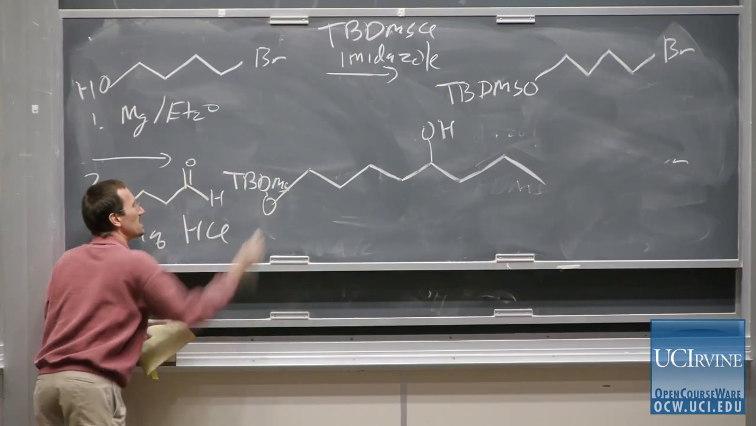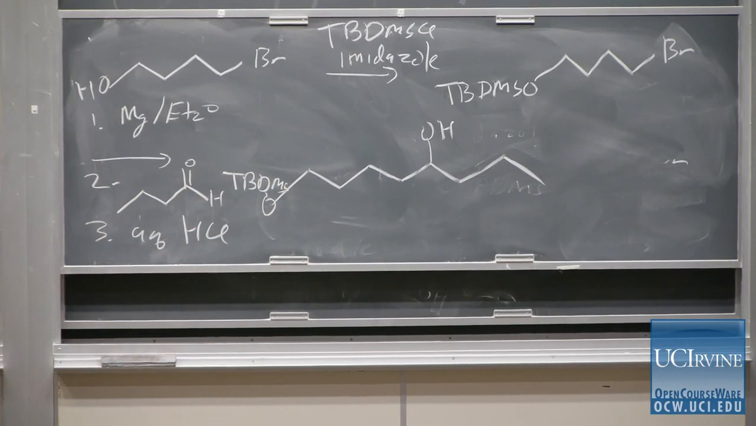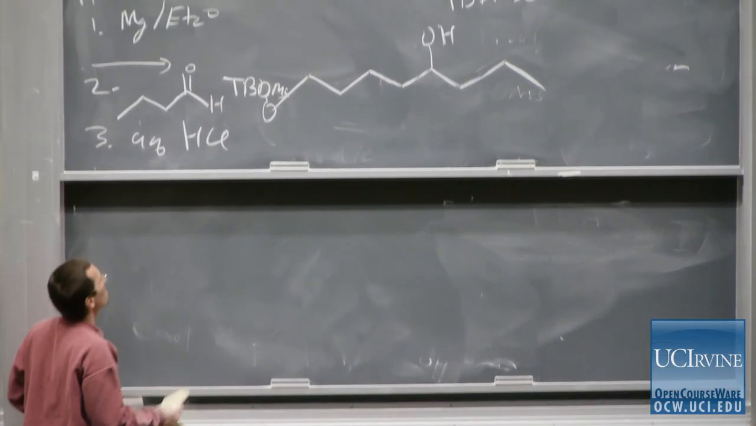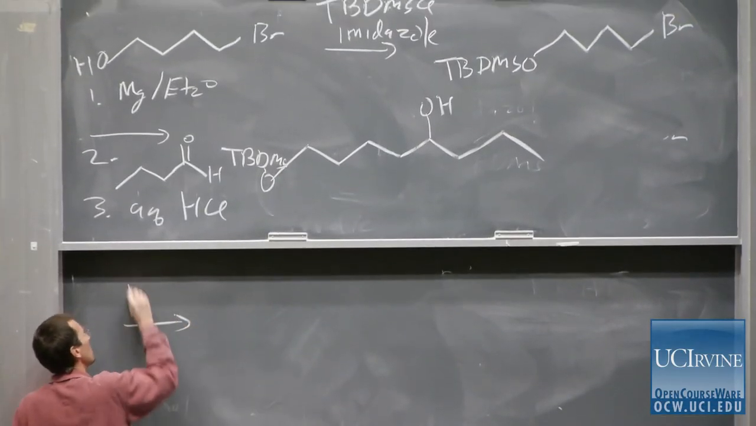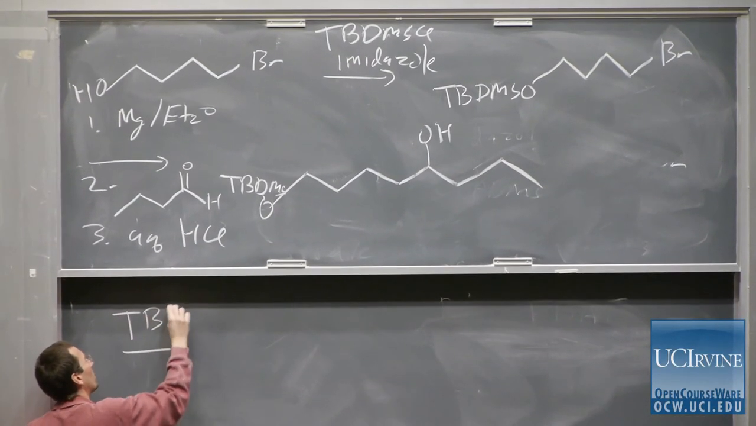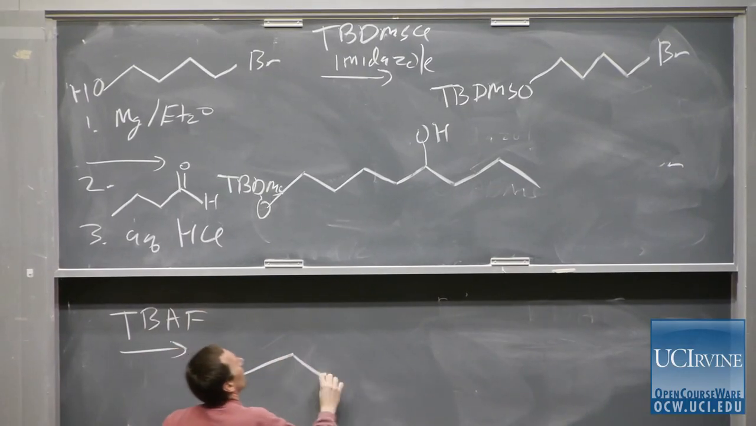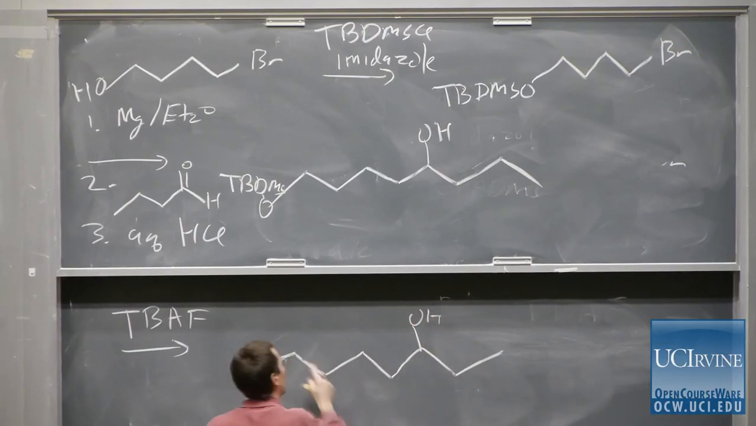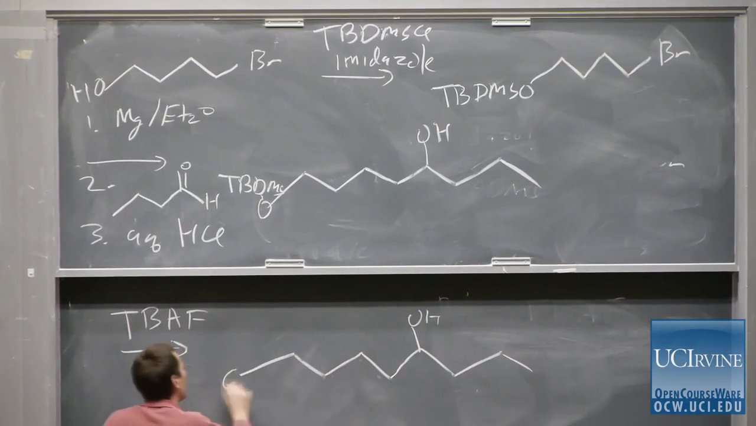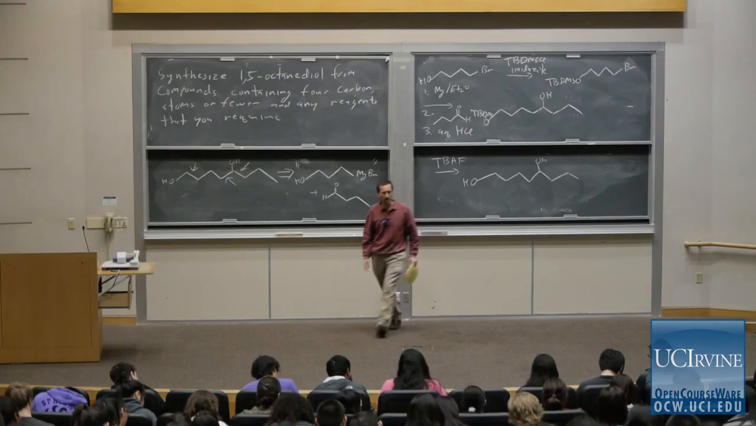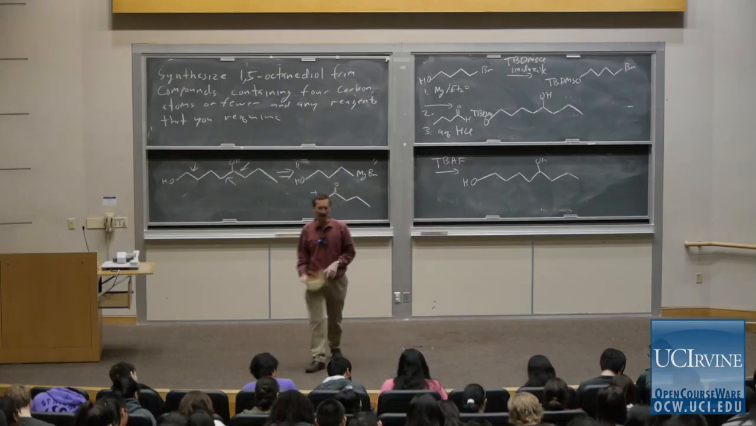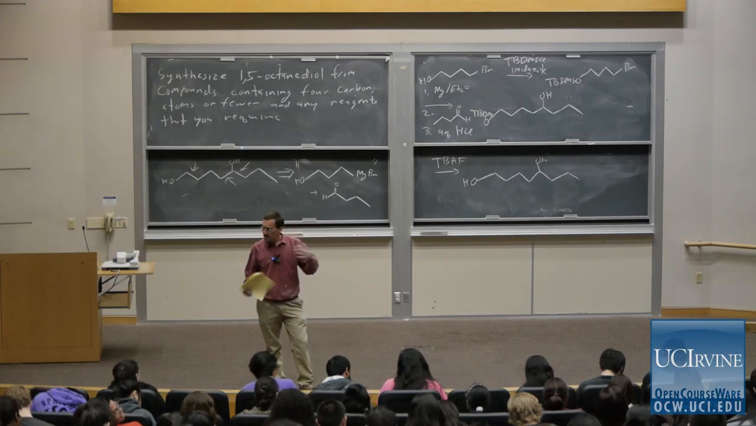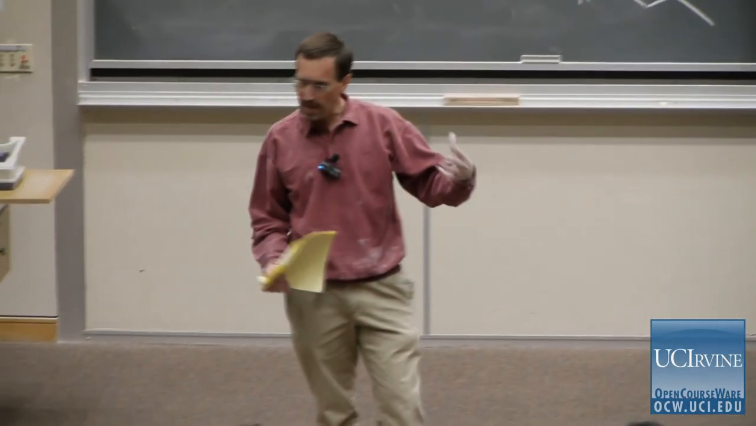I'm a little short on space here. I've got to crunch in my TBDMS group. And now, in the final step of our synthesis, you simply treat this TBDMS ether with TBAF. And lo and behold, you've generated your 1,5-octanediol.